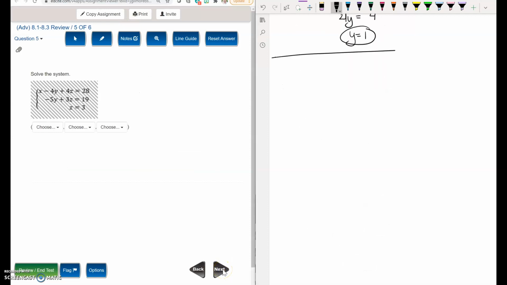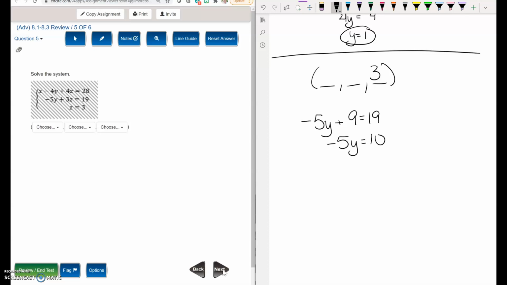The next one is solve the system using back substitution. So you already know that z is 3. So go to the second equation. Negative 5y plus 3 times 3 is 9 equals 19. All right. We subtract 9 on both sides, and we get negative 5y equals 10. Divide by negative 5, we get y equals negative 2.